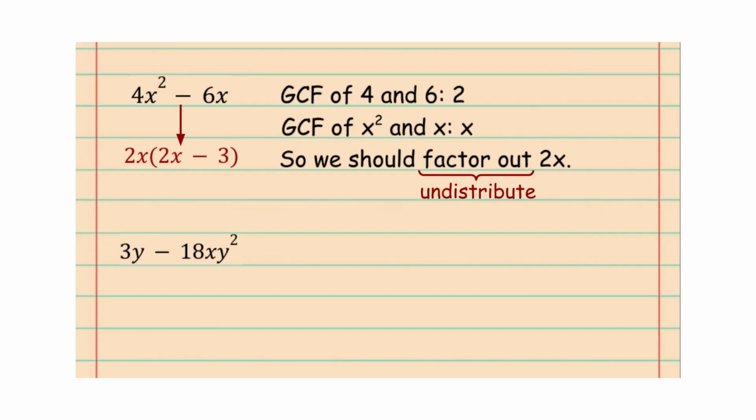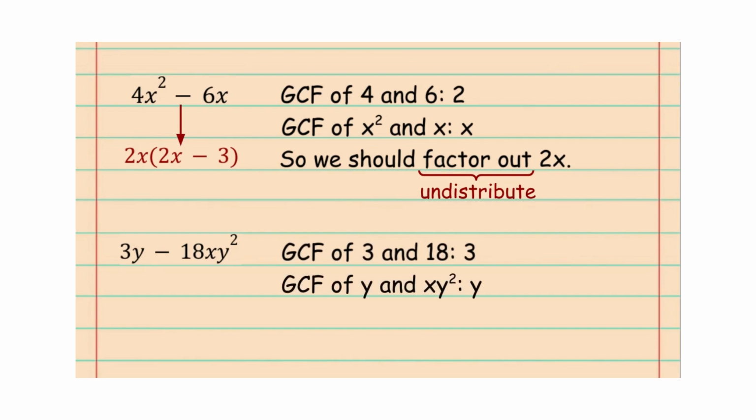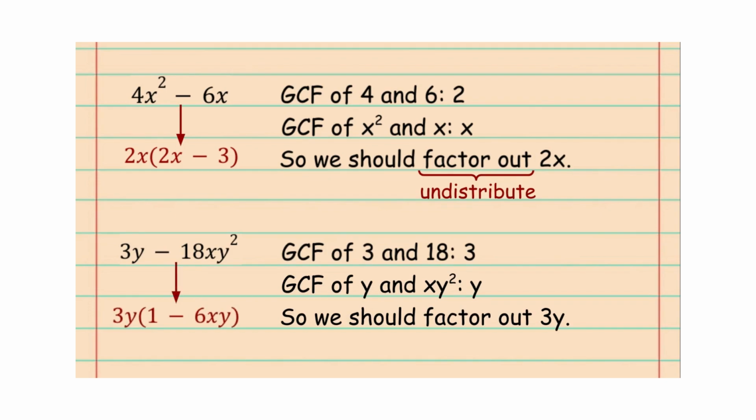Okay, I assume you've paused the video and given this one a go. Let's get to it. The GCF of 3 and 18 is 3. And the GCF of y and xy squared is y. So we would combine those and factor out a 3y. After undistributing the 3y, that's what's left in the parentheses. Feel free to check your work against mine, and then we can move on. Okay, I'll assume we're ready to go.